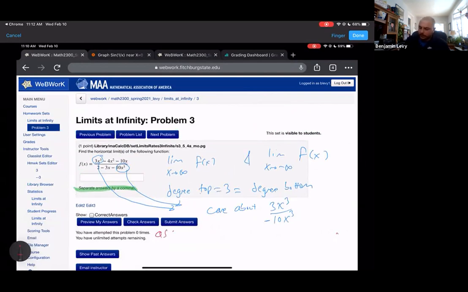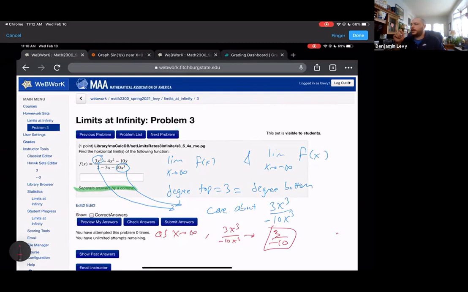So as x goes to infinity, since the powers are the same, you just use the coefficients, right? It's going to go to 3 over minus 10. And so that's one of the horizontal asymptotes, at minus 3/10.